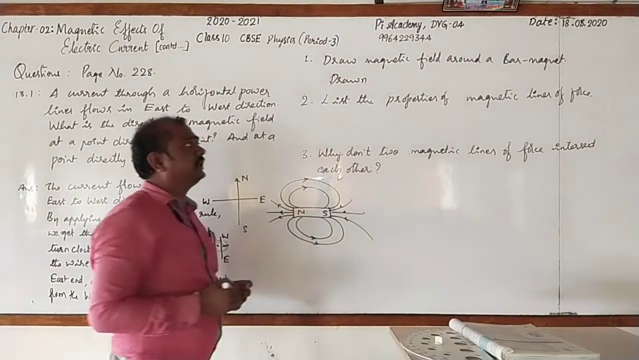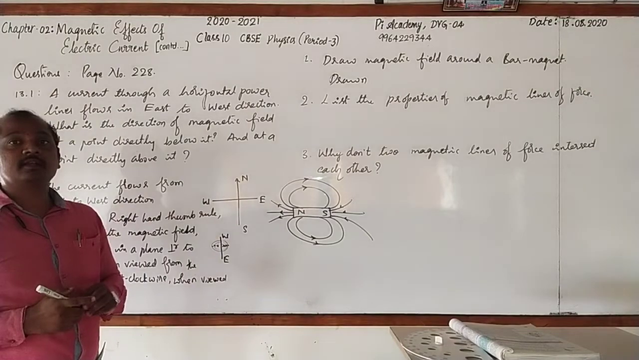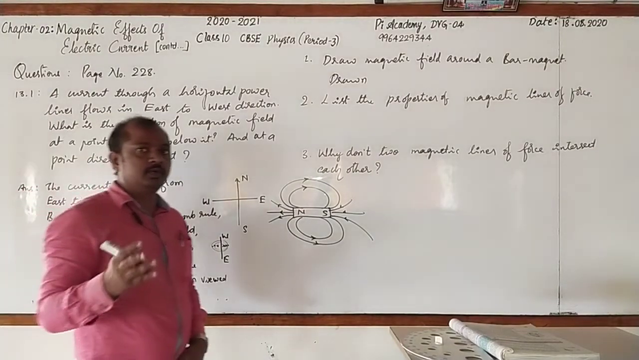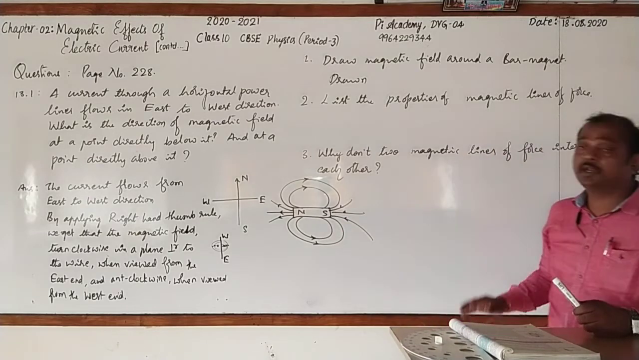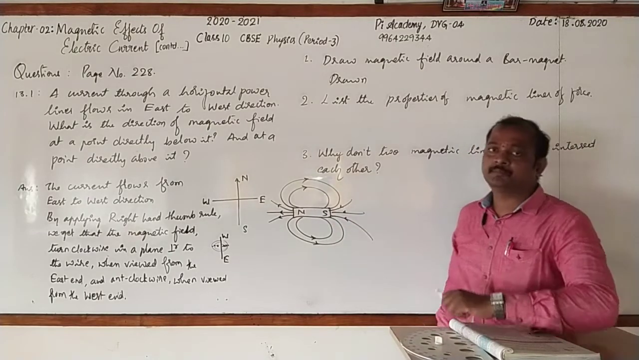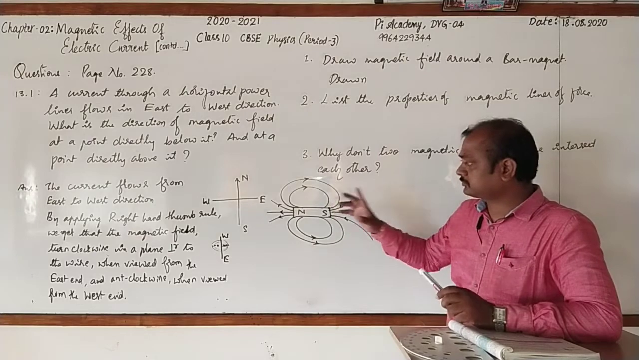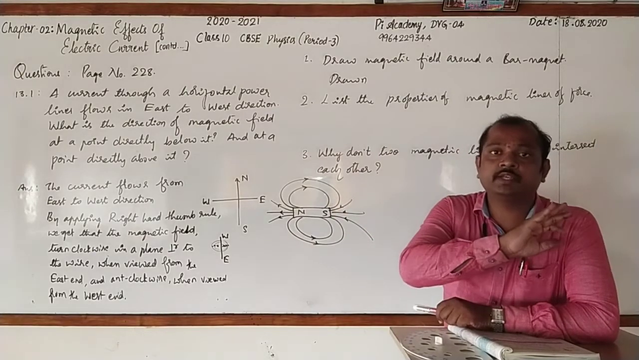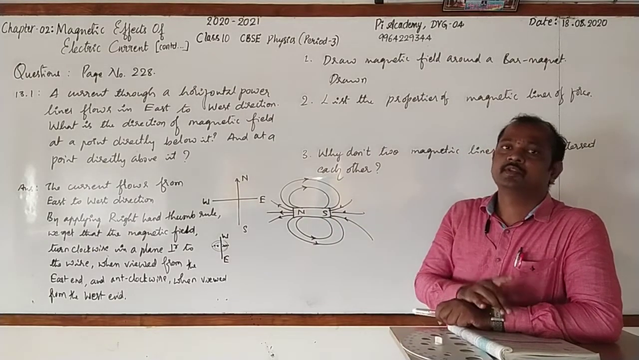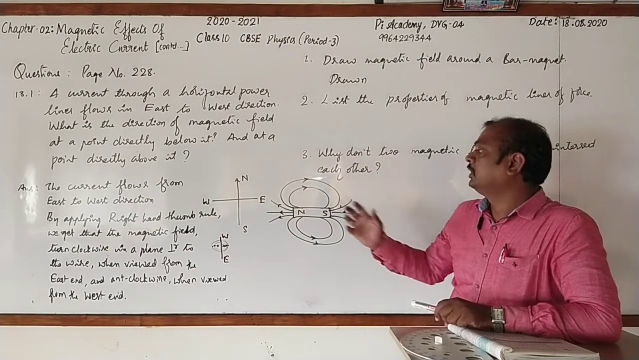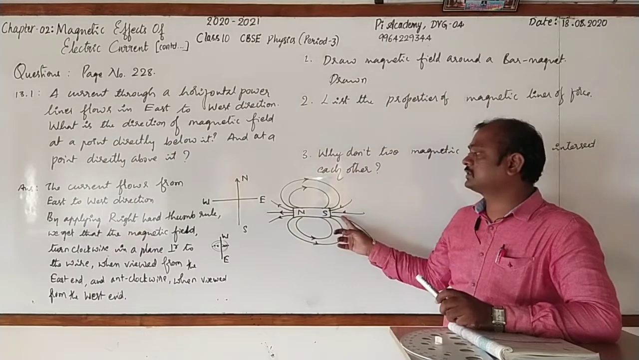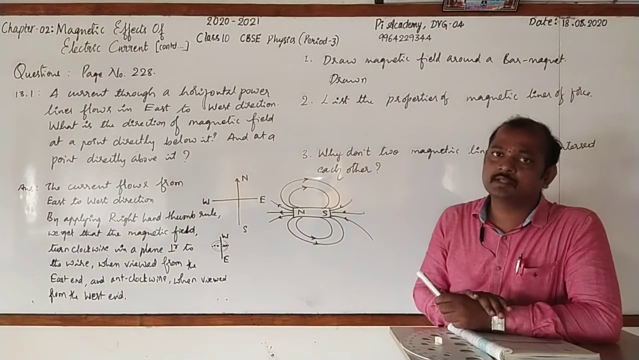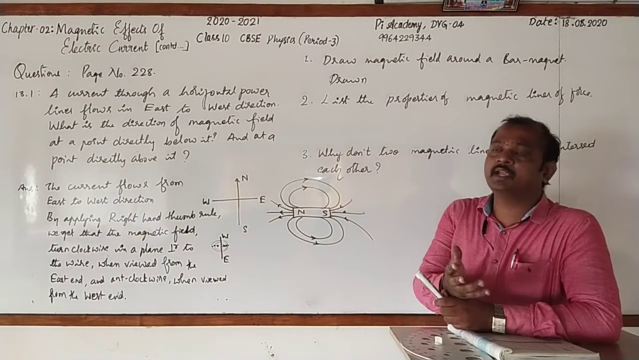Next, list the properties of magnetic lines of force. Even I told you, these properties are very important from the examination point of view as well. The first one, look here. The lines of force do not intersect each other. Second point. The lines of force exist more at the ends than at the middle. The reason is field strength is maximum at the ends than at the middle.